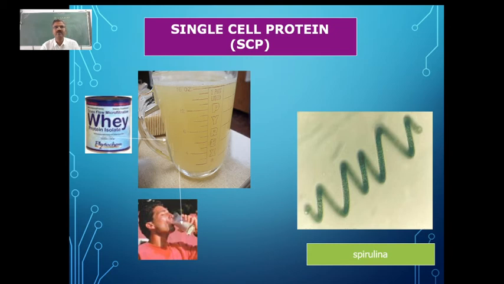And apart from that, we can get the nutrients from other sources like some bacteria.